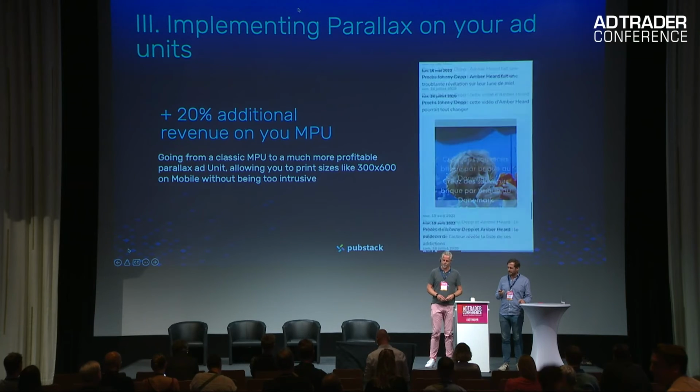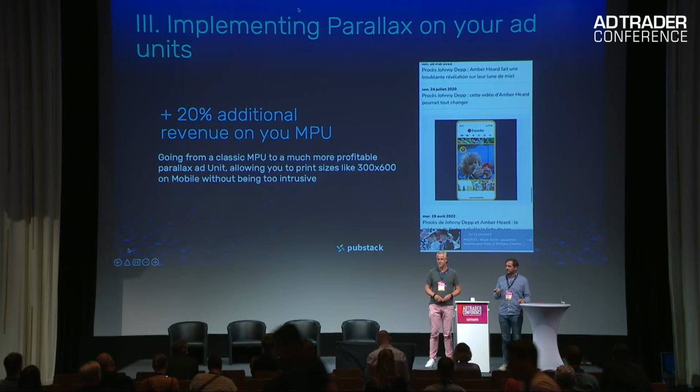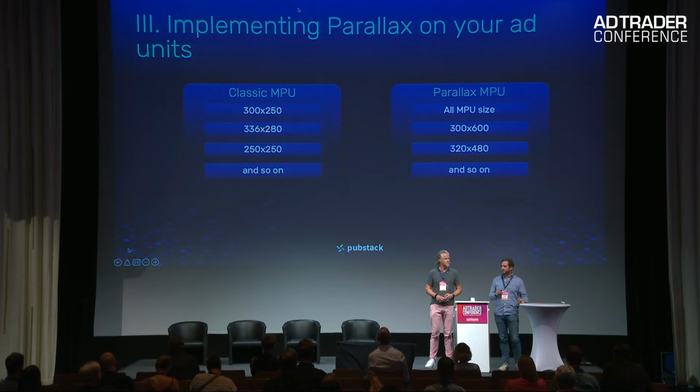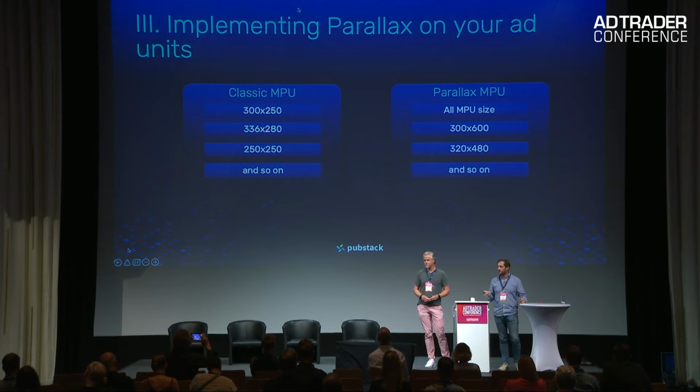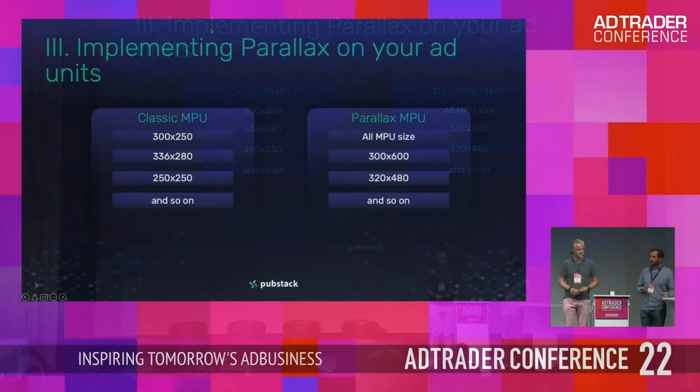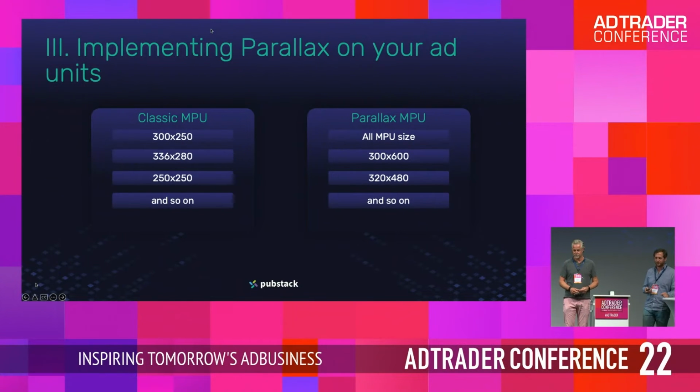So with a parallax, it's 20% of uplift, and ideally, what you can get with a parallax is sizes such as the large mobile MPU, 300 by 600, but you can also add sizes such as interstitial or whatever. So yeah, it's a pretty good trick, but a bit more complex than the previous one.